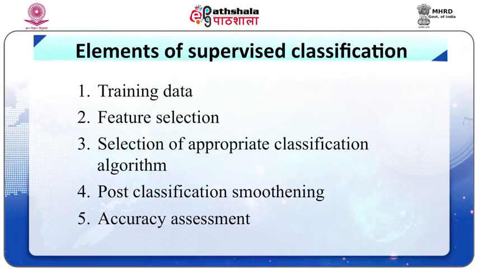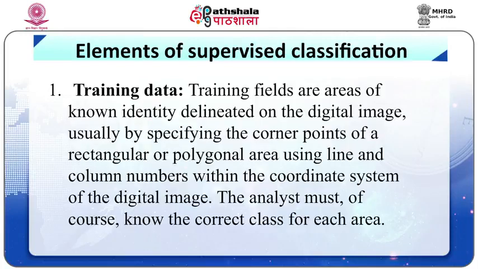Now we will discuss the elements of supervised classification, that is training data, feature selection, selection of appropriate classification algorithm, post classification smoothing and accuracy assessment. The very first is training data. Training data fields are areas of known identity delineated on the digital image, usually by specifying the corner points of a rectangular or polygonal area using line and column numbers within the coordinate system of the digital image.